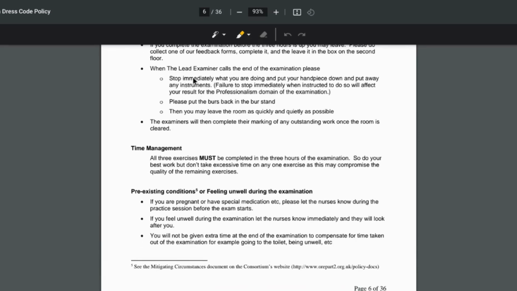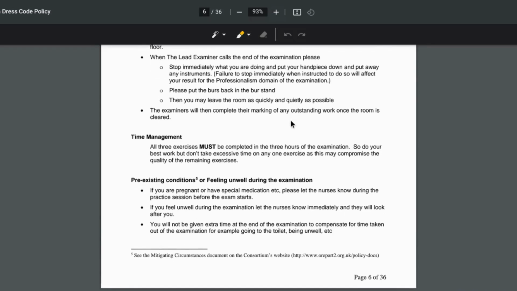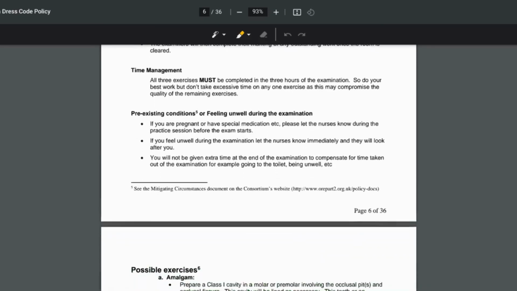All right. Time management is very important here. All these exercises must be completed within the 3 hours because you're not given any further time. And moreover, if you want to have water or talk to the examiner, the waiting time for the examiner, everything should be included, and your practice should be in such a manner that you exclude all this time and still you're able to finish the three exercises. If you're feeling unwell or some pre-existing condition is there, please do let the examiners know.